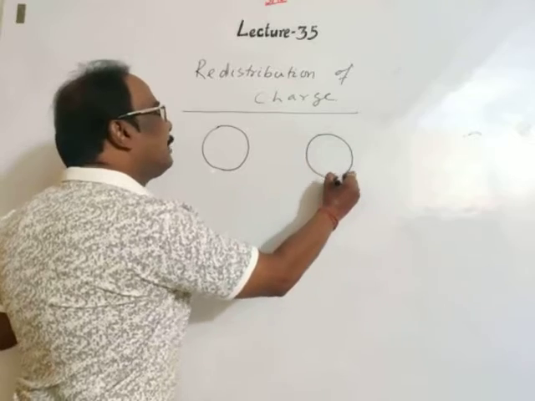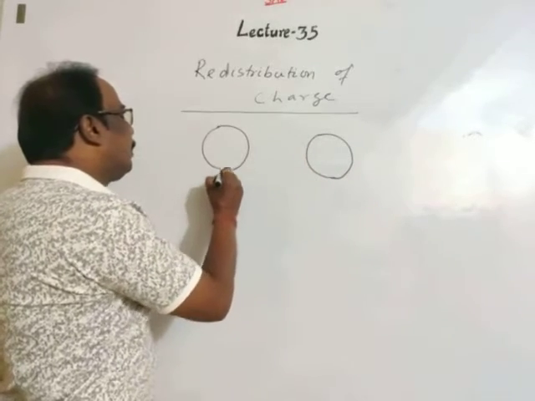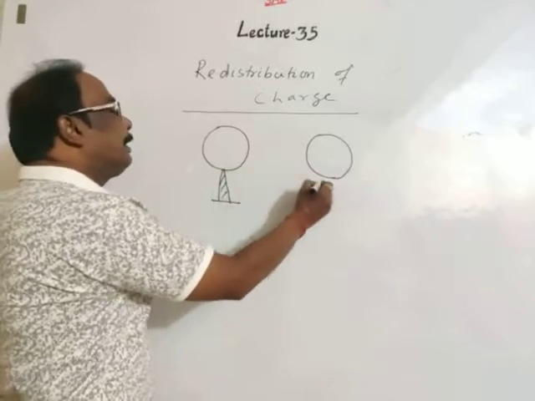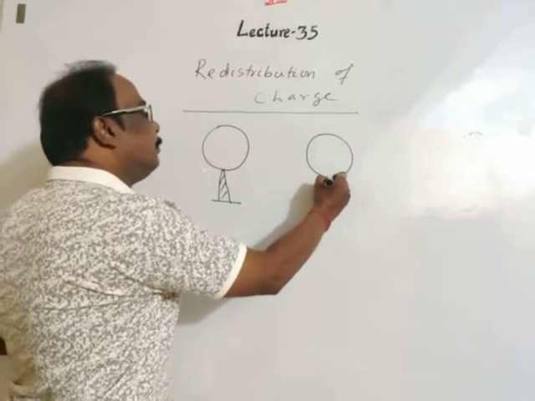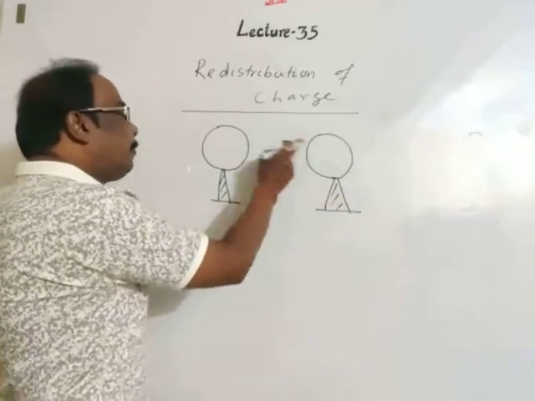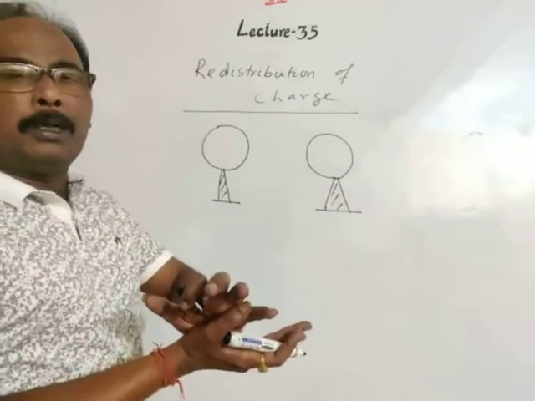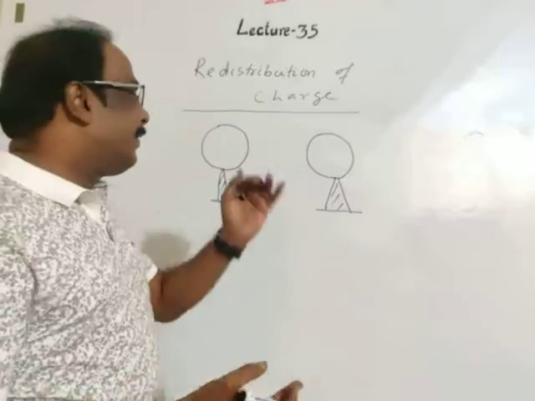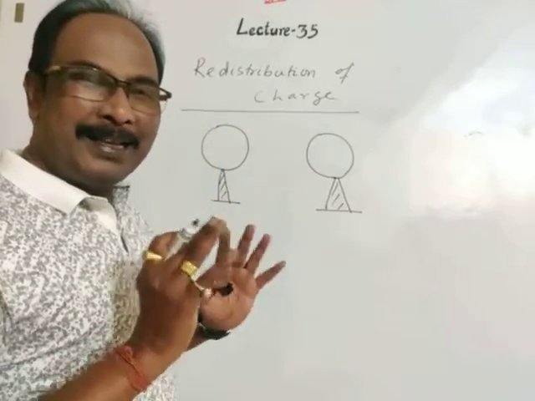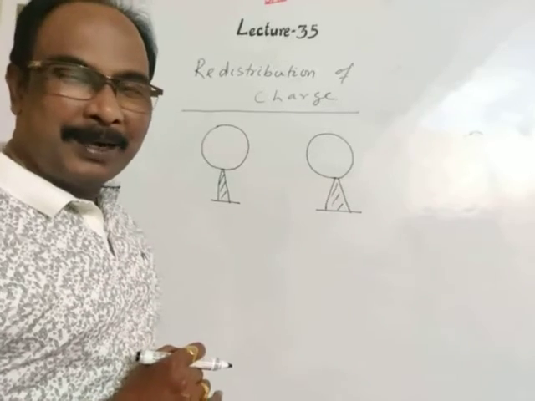These two bodies are kept on insulating stands. This is an insulating stand and this is also an insulating stand. Because if the bodies are kept on the ground, which is a good conductor, and the body has some potential, then charge will flow. We have discussed already all the concepts in potential.